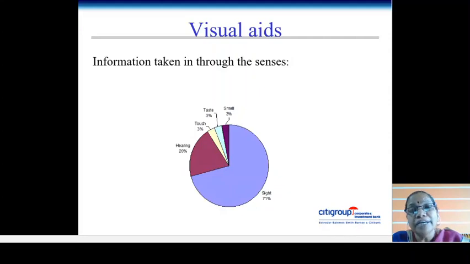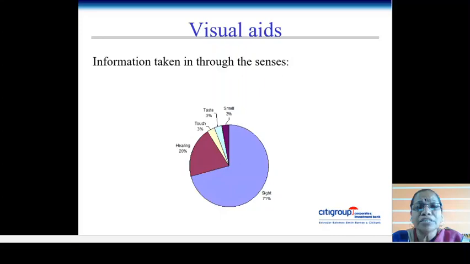Sight has 71%, meaning whatever we see, whatever we watch, affects us more. Then comes hearing, that is 20%. So hearing and watching both are very, very important whenever a presentation is going on. You have to give attention to sight as well as sound.